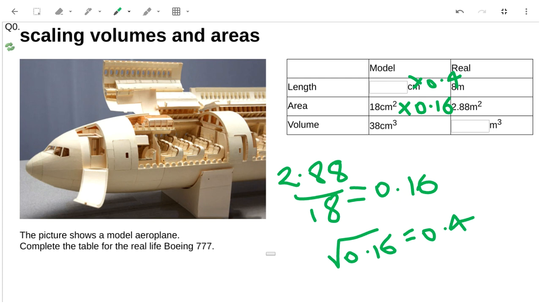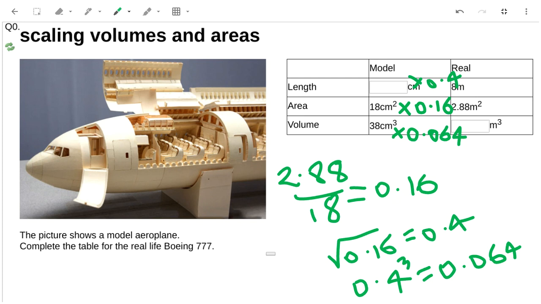And the volume is the cube of the length. 0.4 cubed. So that's 0.064. So the volume is times 0.064.